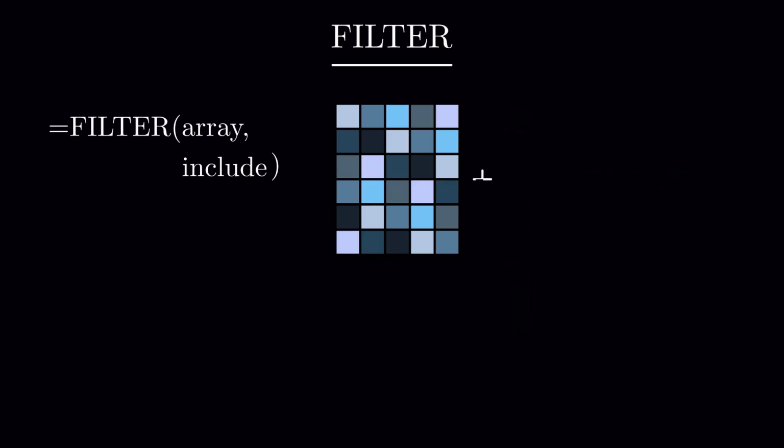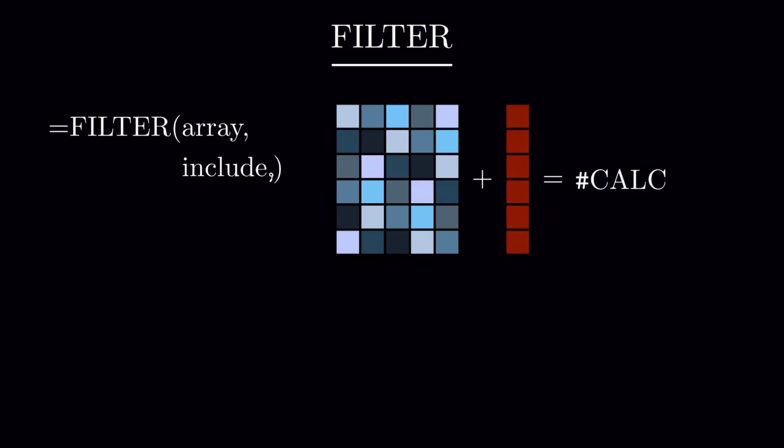If you pass any errors in through the include array, filter will return the same error as the output, so it's important to make sure you've done some data cleaning before you pass it through the filter function. Finally, if there are no true values in your include argument, it will return a calculation error.